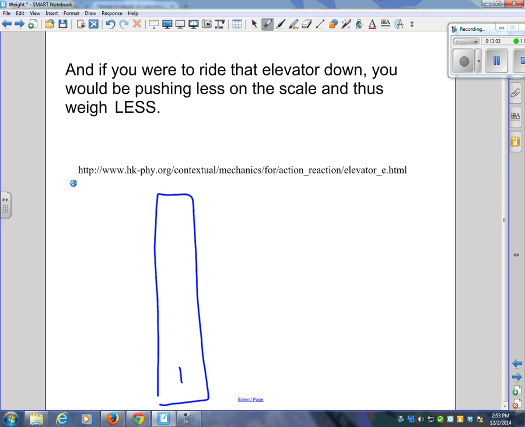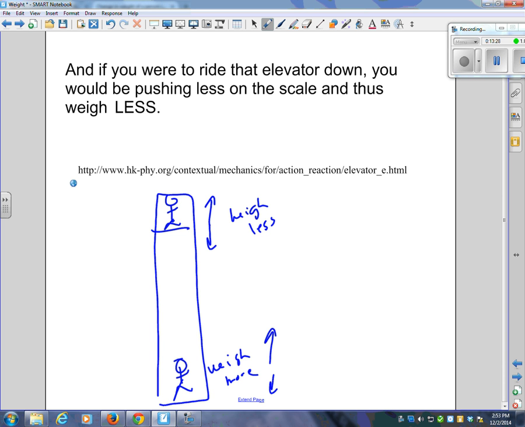So here you weigh more. Does it matter whether you're going up or down? No, you weigh more at the bottom. When you're slowing down going up or accelerating away, you're going to weigh less.